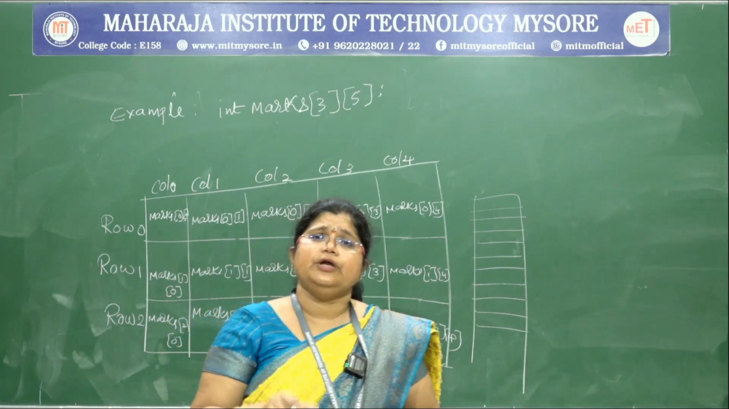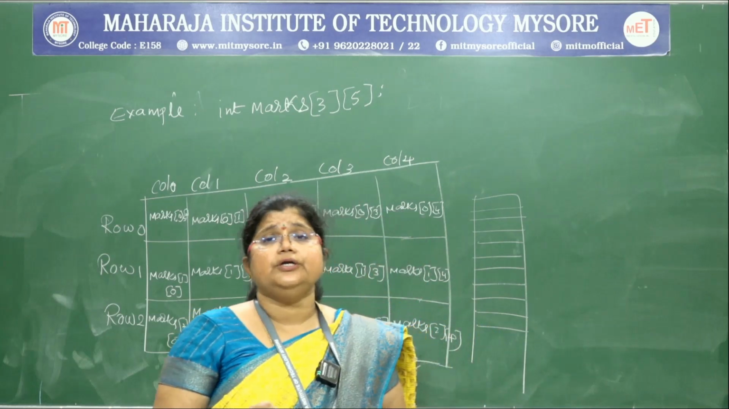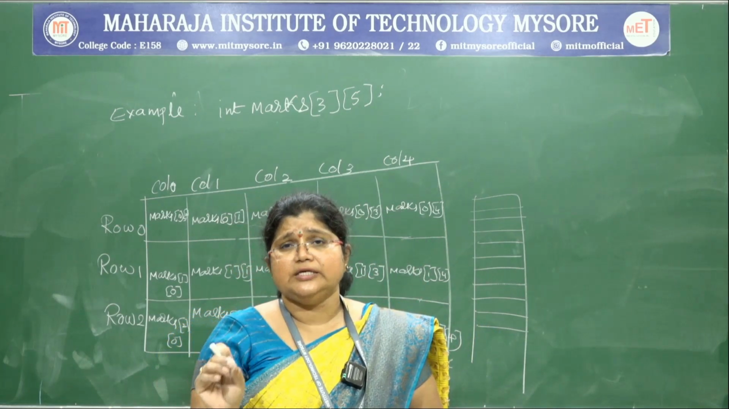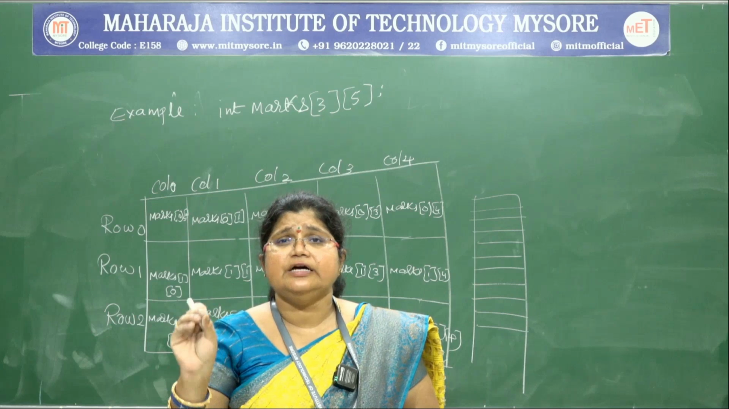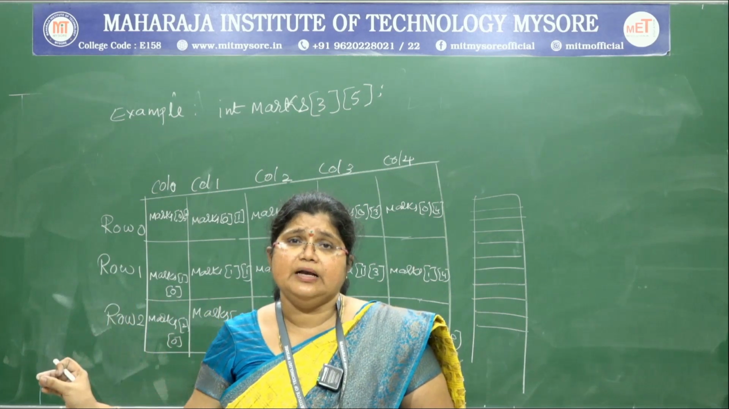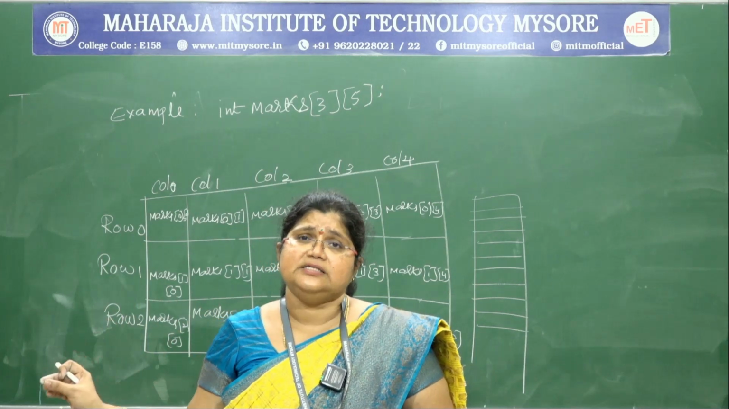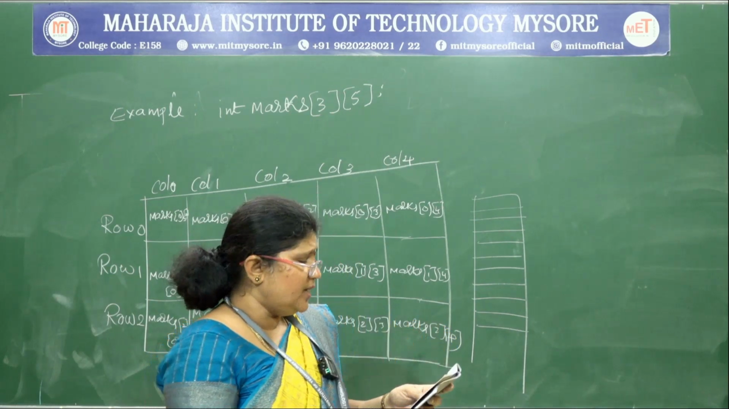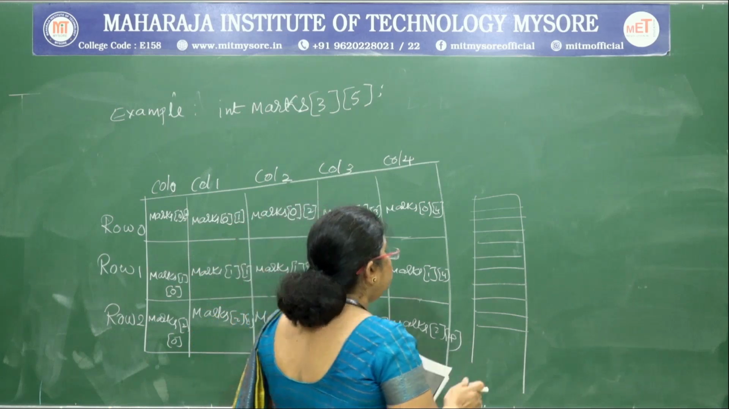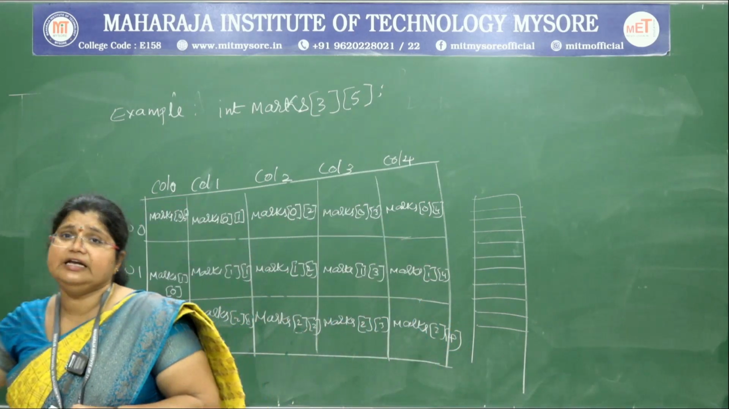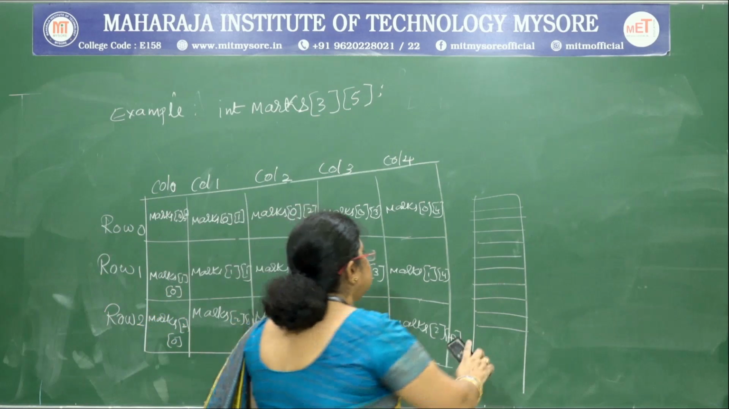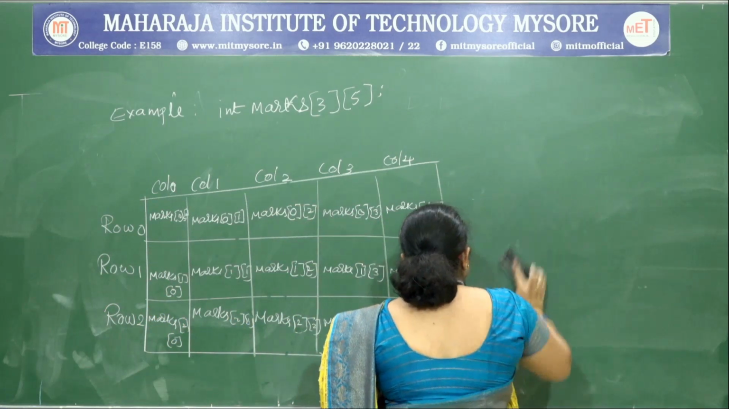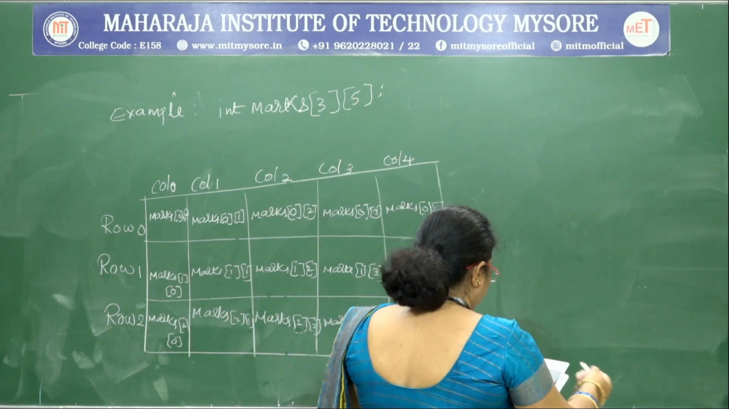During the memory representation, we are going to come across two ways to save the data elements of a table in a sequential memory. Two ways to save the data elements here: one is the row major order.